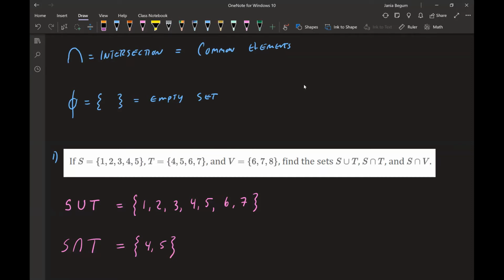Now let's take a look at the last one we're constructing: S intersecting V. So now you look at V and you look at S and you look at what they have in common. They don't have anything in common. Empty set, right? So you can put it like that, or you can just say braces with nothing inside because they have no elements in common. Any questions on this?